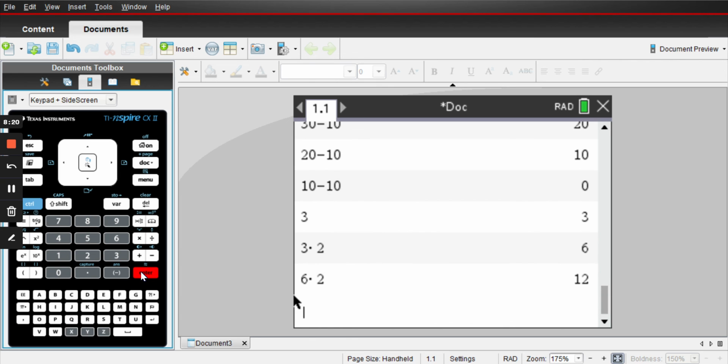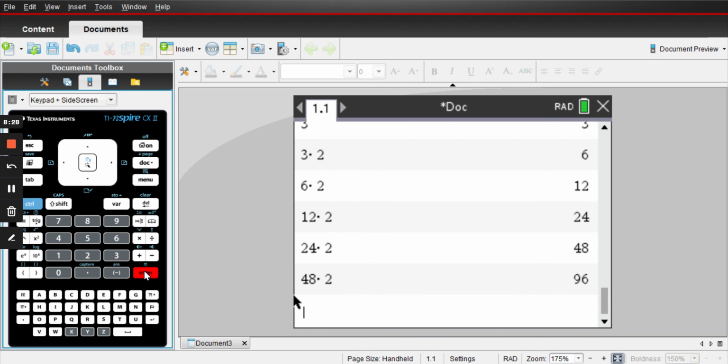If I press enter again, it takes that number 6 and multiplies it by 2 to get 12. Enter again. 12 times 2 gives me 24. And so on and so forth up to 96 times 2 giving me 192. There's no end point for this. You just continue to press enter as many times as you need to.